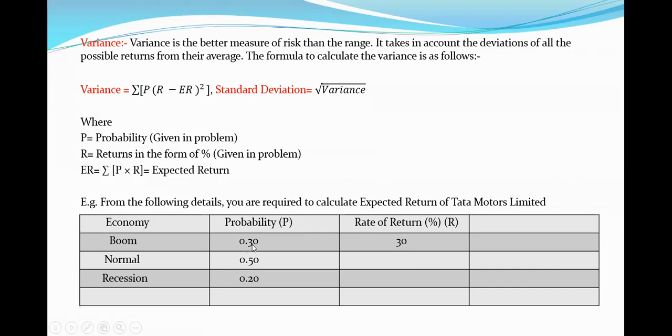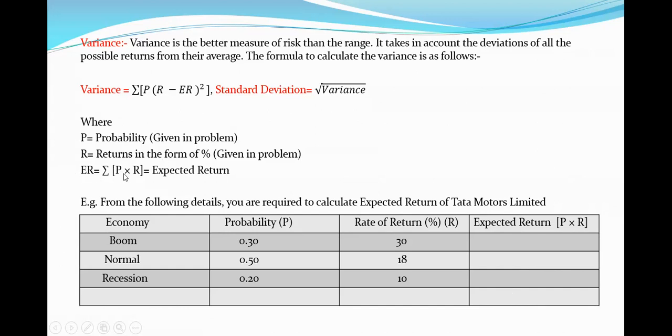With a chance of 30%, chances are there that we will get 30% return. 50% chances are there we will get 18% return, 20% chances of recession, and the returns are 10%. You can see in the boom situation, you are getting 30% return maximum. The normal situation, you are getting 18% return, and in recession, in the negative scenario, you're getting only 10% return. These are given in the question. You have to find out the expected return. You can see the formula above.